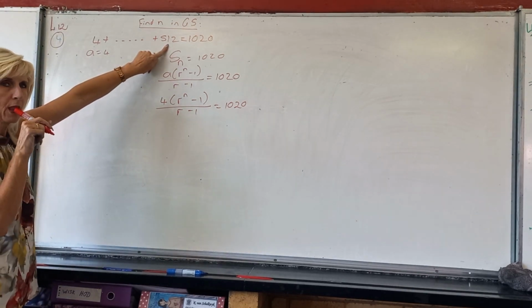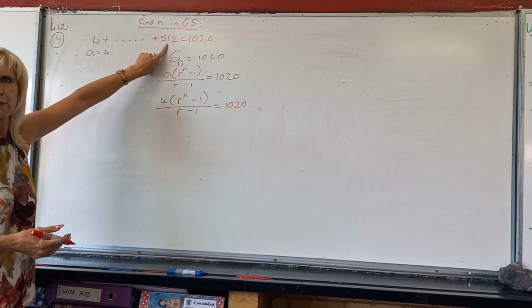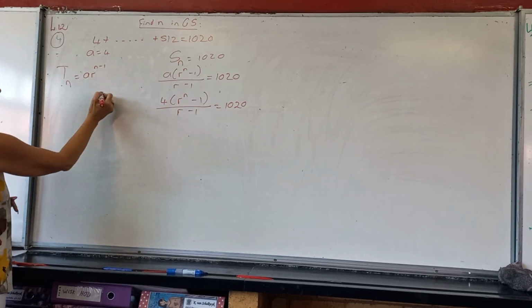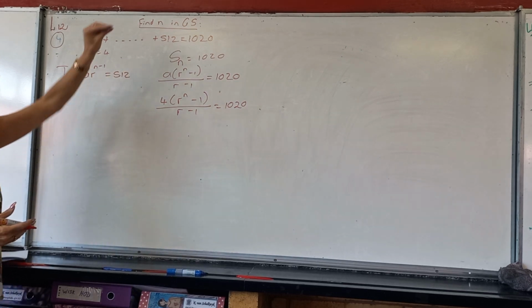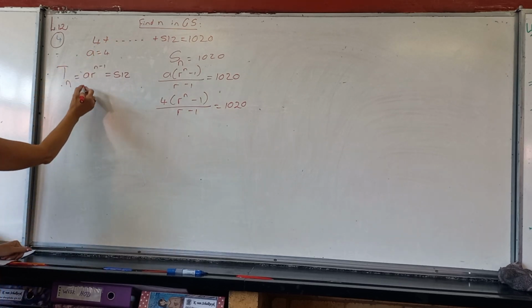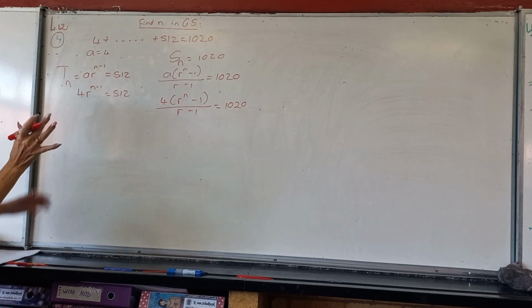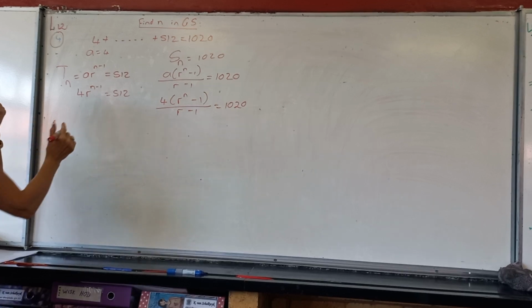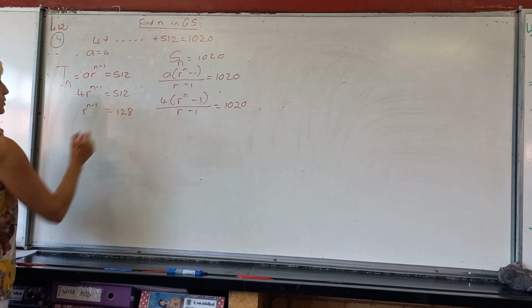Can't you make Tn? Yes, because there are n terms. So this is the nth term. So Tn is going to be A R to the n minus 1, 512. It's got to be the nth one that gives you 512. So then in A's place, 4 again. Okay, now a little bit of a conundrum here. What shall I do? Divide by 4, okay. So R to the n minus 1 is, please? 128. Okay.